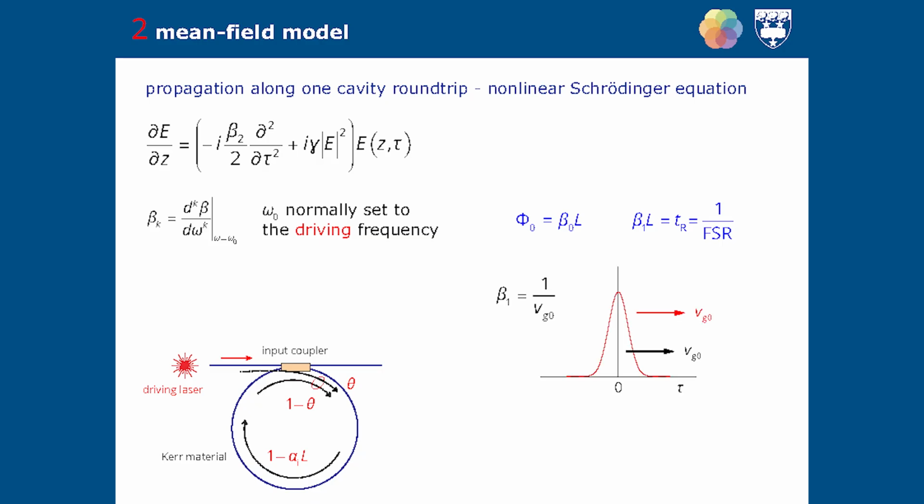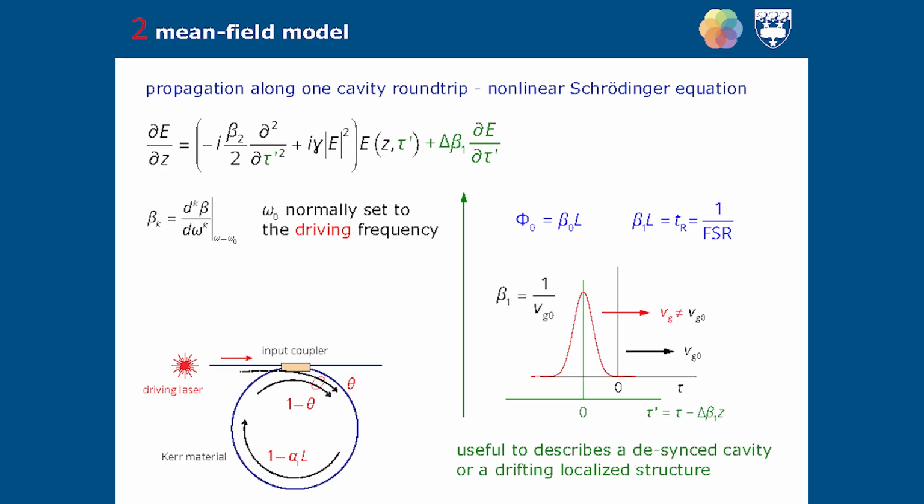Sometimes you can have extra terms in the equation, I'll skip a little bit over that, but we're going to talk about solitons. You have to keep in mind that the beta 1 there is the group velocity at the driving wavelength. But it may happen that your soliton is traveling at a different group velocity.